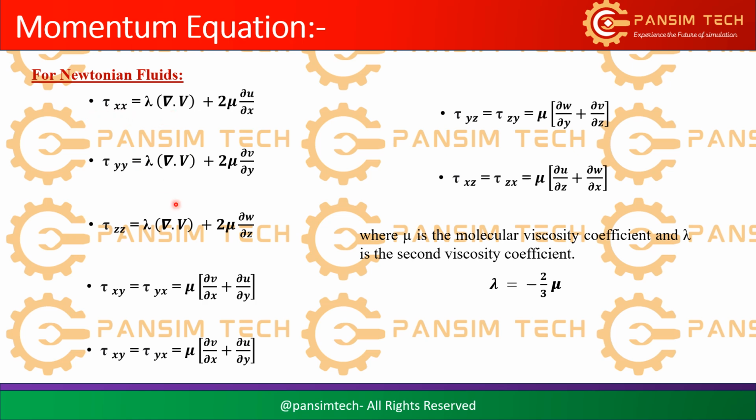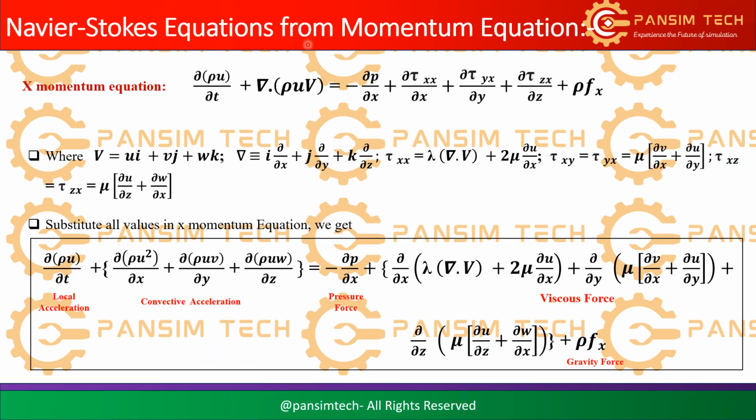So tau x is what? This is your viscosity coefficient. Sometimes we say kinematic viscosity, sometimes dynamic. So this is your dynamic viscosity or molecular viscosity. If you substitute these terms into this, you will get like this. In x direction, this is the shear stress. This is the y direction. This is the z direction. Okay. Now in the xy term, you will get this type of equation. And after substituting all these equations into the main momentum equation, you will get the Navier-Stokes equation like this.